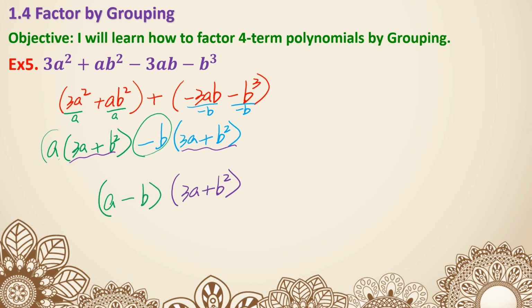Now, if you actually want to be more precise to put this into standard form, well, then you can't put the b squared in the front because that has a higher degree compared to the 3a. But no matter what, this is your final answer for example 5, and that is everything for the 1.4 lesson. Thank you.